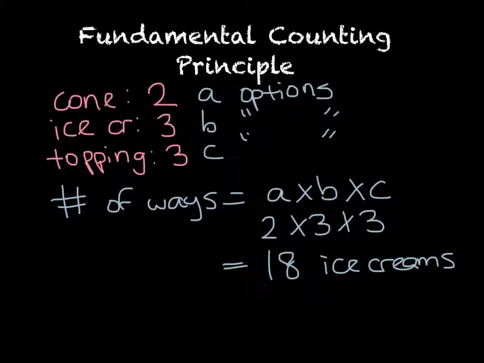So in general, whenever you have a number of choices to make, just multiply the number of options you have for each choice to find the total number of ways you can make that combination of choices.